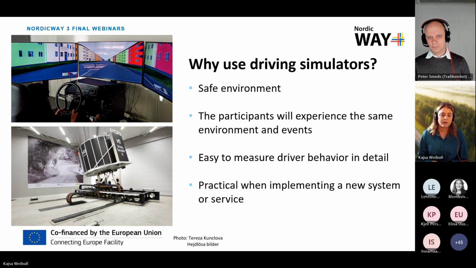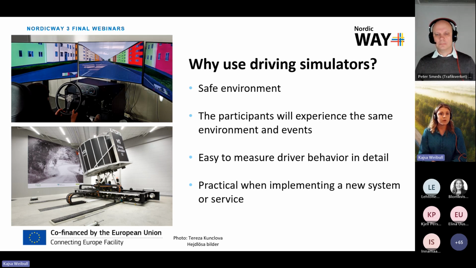So if we want them to be approached by an emergency vehicle, it is easier to do that in a simulation. It is also easier to measure the driver behavior in detail, for instance their lateral position or the speed they're traveling at, and it makes it easier for us to evaluate the actual behavioral effects. And lastly, it is very practical when we are implementing a new system. So for instance, as Peter said, it could be a 2+1 road, but it could also be a new technical solution such as EVA.